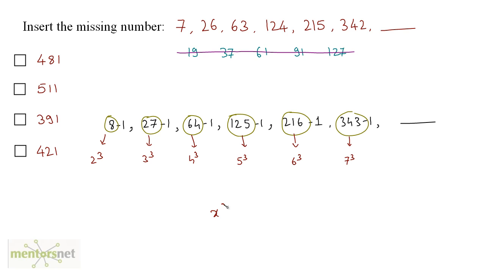So this is basically x cube minus 1 type of formula that yields the subsequent values. So first value is 2 cube minus 1, next value is 3 cube minus 1, the next one is 4 cube minus 1, and so on. So the next value will be 8 cube minus 1, isn't it? And 8 cube is 512 minus 1. So the missing number is 511, and that is option B.